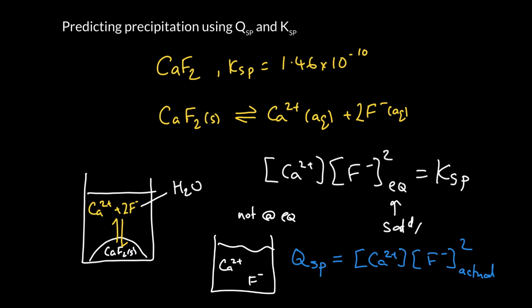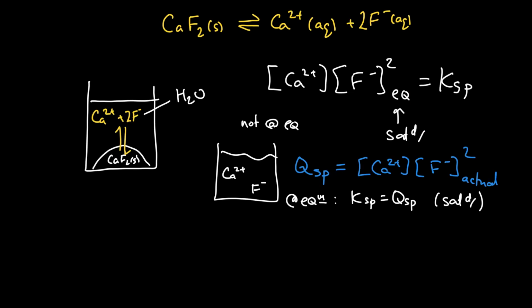All right, are we at equilibrium? Well, we're at equilibrium if Q and K are exactly the same. That would imply that we have a saturated solution. So maybe we prepare a solution and it just coincidentally happens to be saturated. Now, perhaps we're not at equilibrium, in which case Q will not be equal to K.